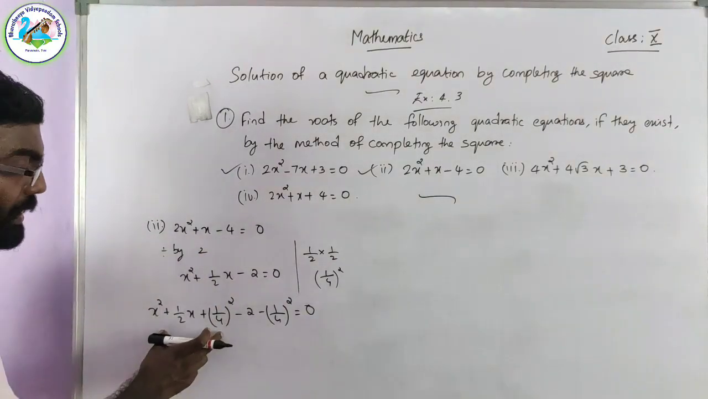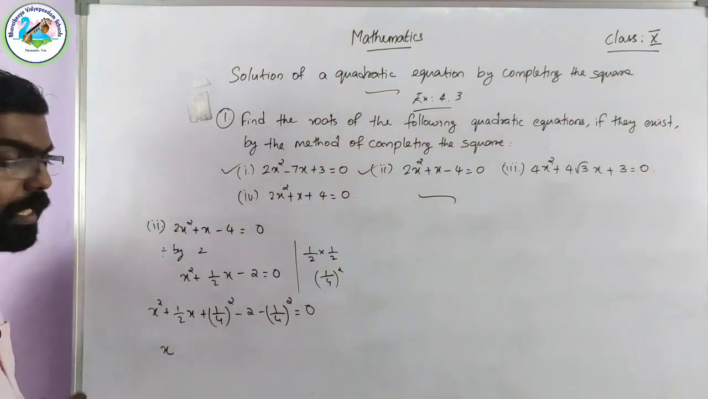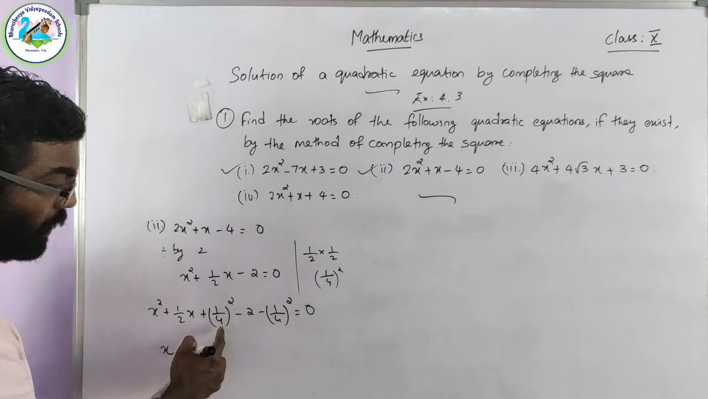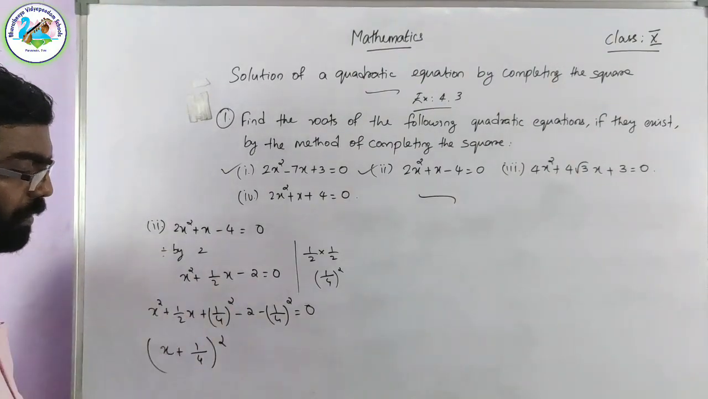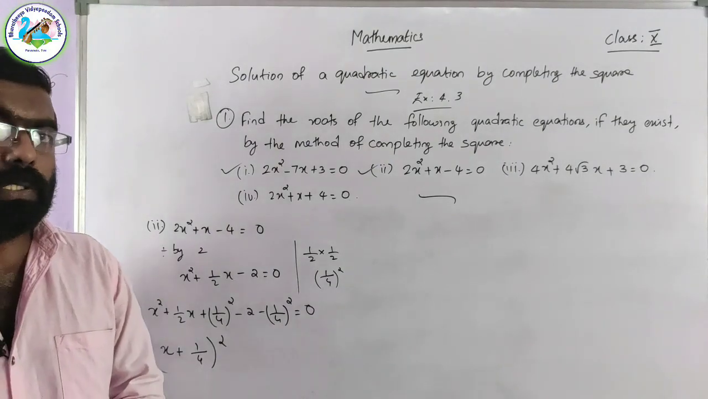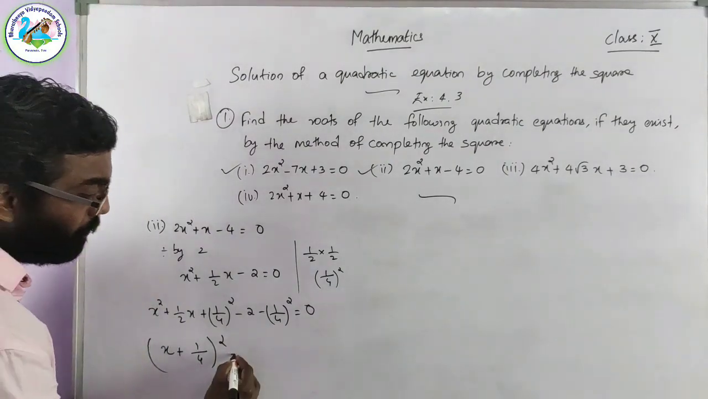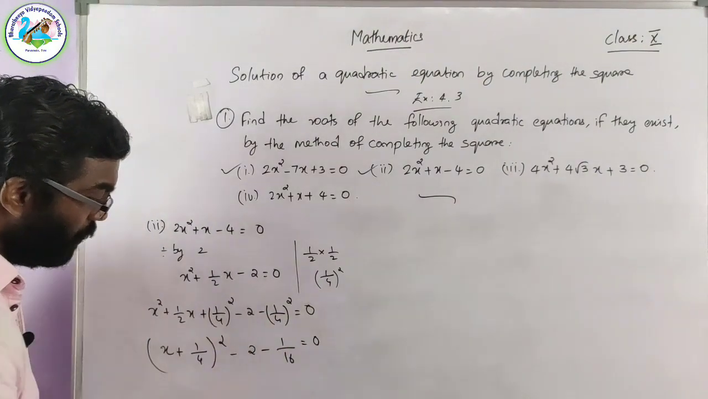Now we can combine the first three terms. Write the square root of the first term, here it is x, the sign of the second term, here it is plus, then the square root of the third term, here it is 1 by 4 the whole square. It is of the form a plus b the whole square. In the previous question it was a minus b the whole square. Minus 2 minus 1 by 16, which is equal to 0.